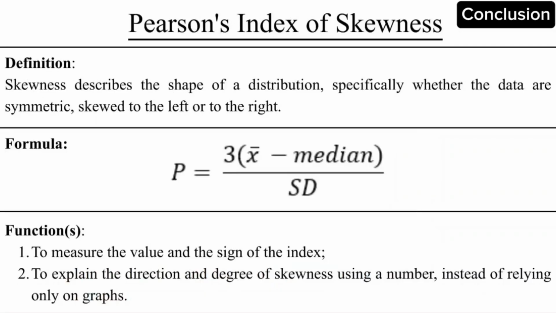The fourth, we can see Pearson's index of skewness. Skewness describes the shape of a distribution, specifically whether the data are symmetric, skewed to the left or to the right. There is a formula, and the functions are to measure the value and the sign of the index, and to explain the direction and the degree of skewness using a number instead of relying only on graphs.